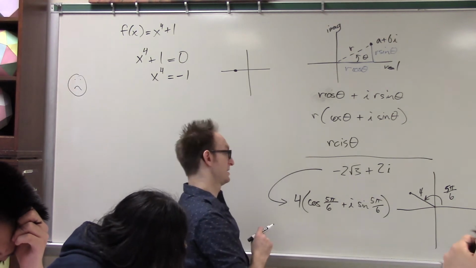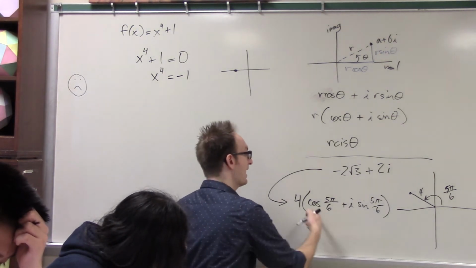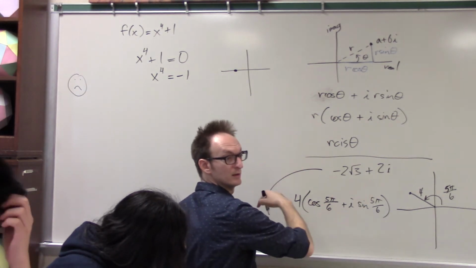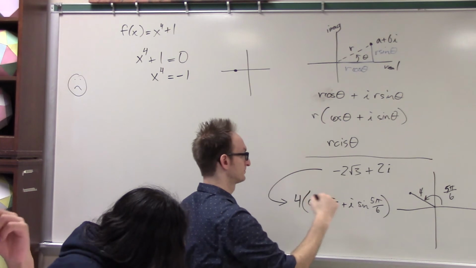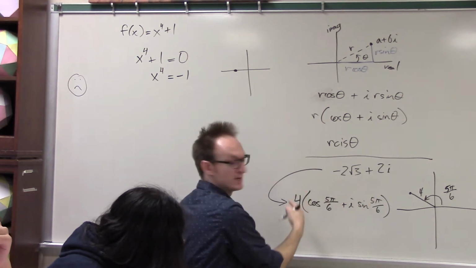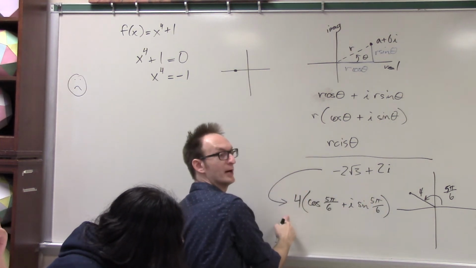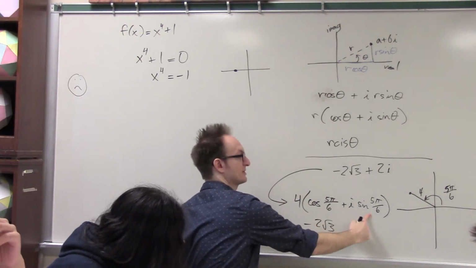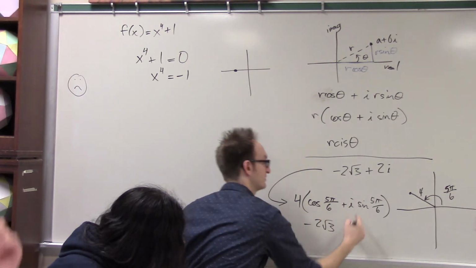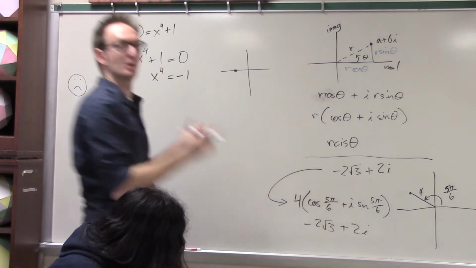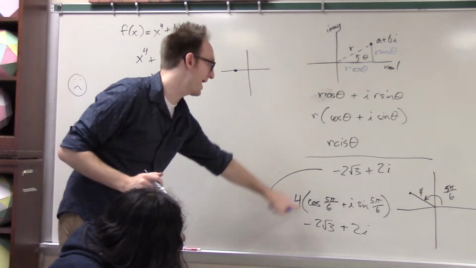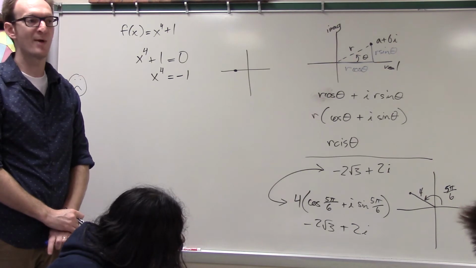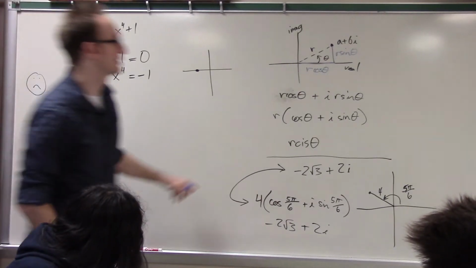It's 4 cis. And this, by the way, if you just multiply this out, what is cosine of 5 pi over 6? It's negative root 3 over 2, right? So negative root 3 over 2 times 4 is negative 2 root 3. And what's the sine of 5 pi over 6? 1/2, so times 4 is 2i. So I'm not doing anything crazy here, right? These two are just two different ways of writing the same thing. Right? Is this coming back?